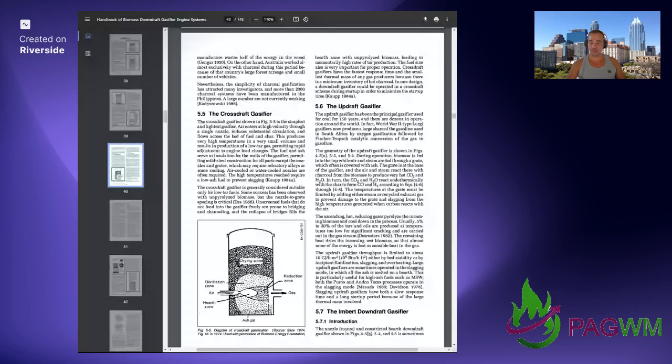All right. Next, we'll stop after this next section, the Imbert downdraft gasifier.